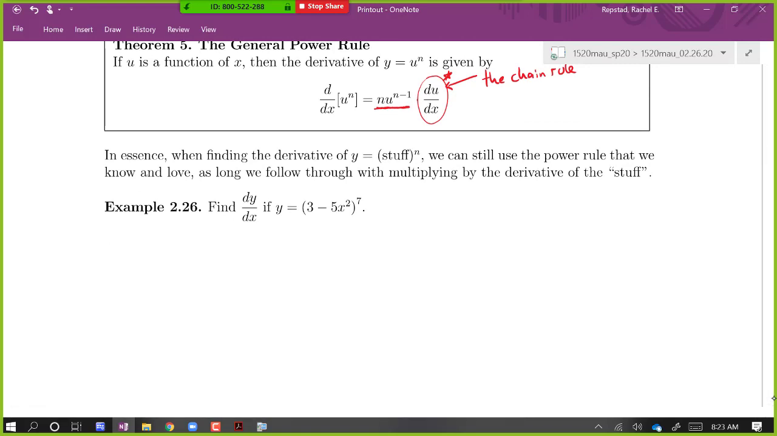I'm going to do this next example twice. I'm going to do it once by using this language and notation of finding some u, what's our u in this case, and then I'll do it again in terms of how we often just implement this rule. If we look at Theorem 5 and the general power rule, the u function here is 3 minus 5x squared. So that y is really u to the 7th.